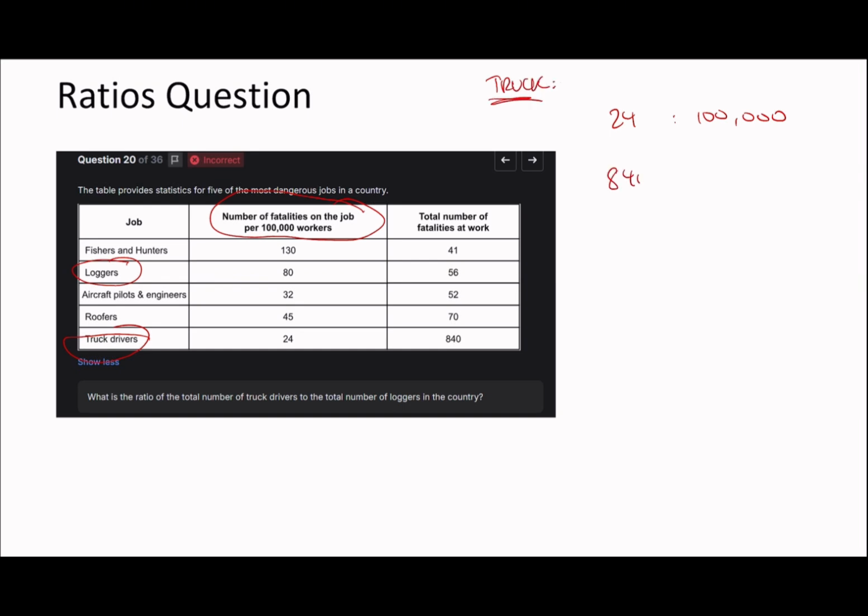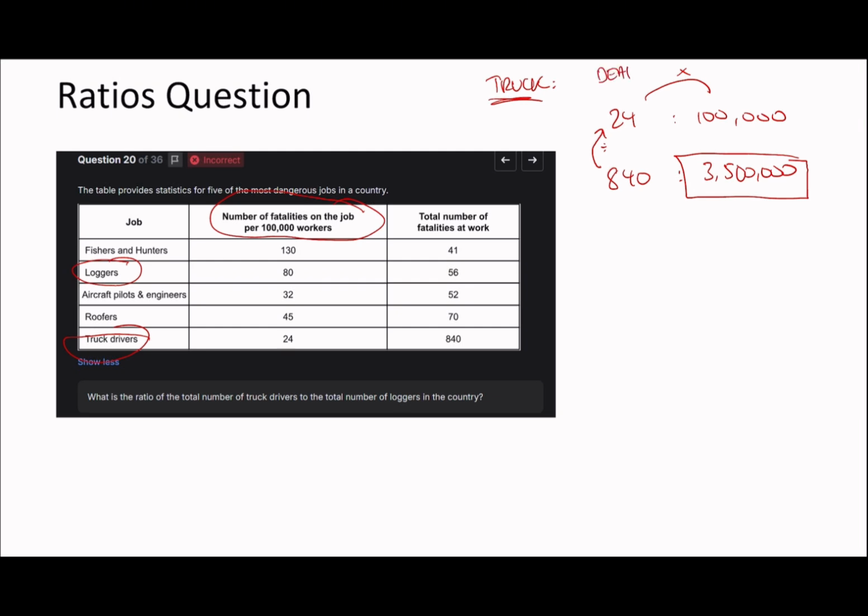24 fatalities per 100,000. And it tells you in total there's 840 fatalities. So remember what I said: divide by that same side, multiply by the opposite side. So 840 divided by 24 gives me 35. And then when I times that by 100,000, I'm going to get 3.5 million. And so that's how many total truck drivers I have.